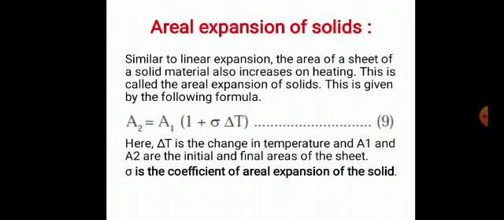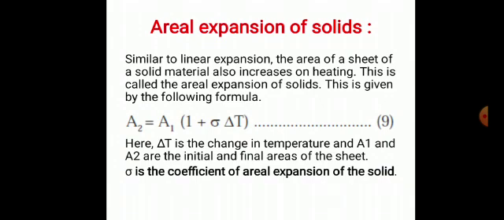Children, if the sheet of solid material is heated, temperature will increase and the area of the sheet increases. This is called areal expansion of solids. A2 is the final area of the sheet, A1 is the initial area of the sheet, sigma is the coefficient of areal expansion of the solid, and delta T is the change in temperature.